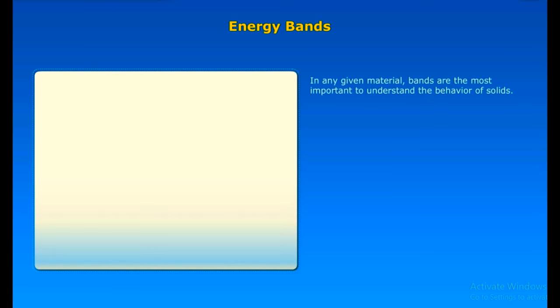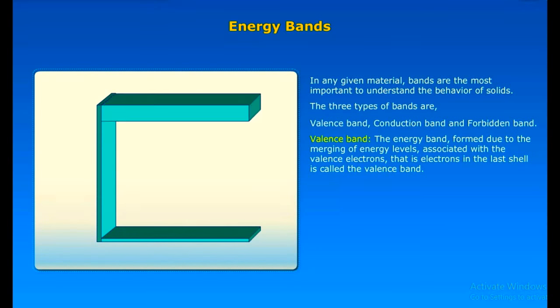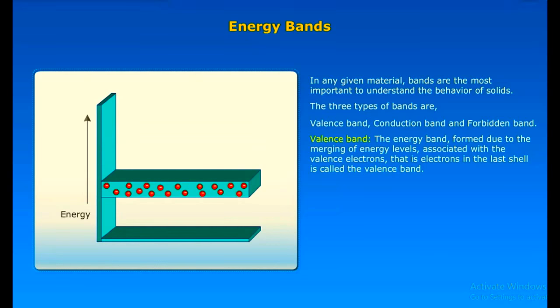Energy bands. In any given material, bands are the most important to understand the behavior of solids. The three types of bands are valence band, conduction band, and forbidden band. Valence band. The energy band formed due to the merging of energy levels associated with the valence electrons, that is, electrons in the last shell, is called the valence band.